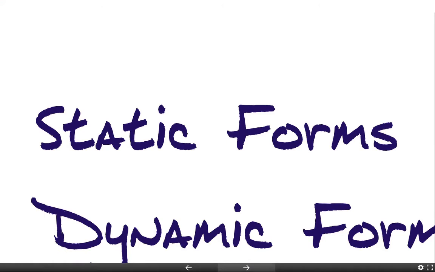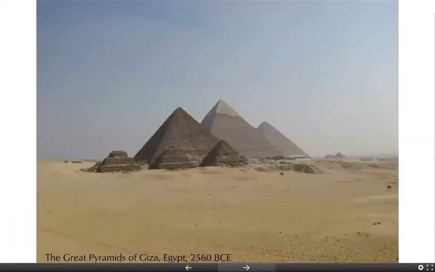The degree of actual or implied movement in a form can be distinguished even further. Static forms appear stable and unmoving. And we can see that in this image. Designed to last forever, the Great Pyramids at Giza exemplify stability and repose.